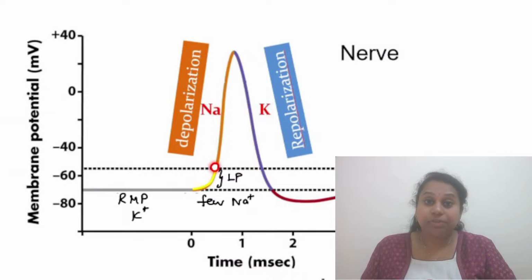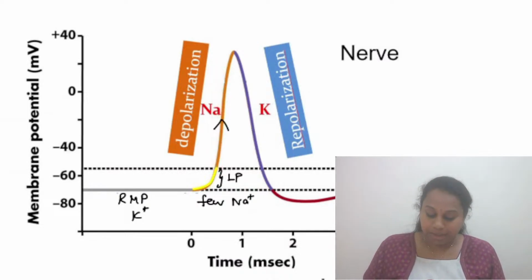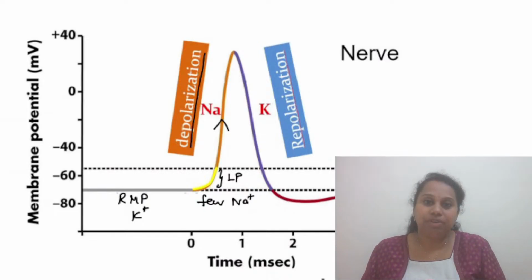The entry of these few sodium ions will stimulate the entry of many sodium ions into the cell. This is called the positive feedback of the Hodgkin cycle, where one sodium entry stimulates the entry of many other sodium ions. One is enhancing the effect of the other. So when suddenly so many sodium ions come inside, there's a rapid increase in positivity. So the curve goes like this. This is called the depolarization phase, and depolarization is due to sodium influx. Suddenly so many sodium ions are coming inside. That's called sodium influx.